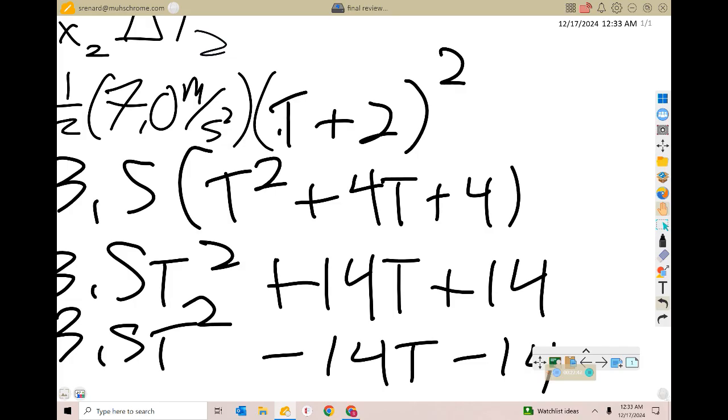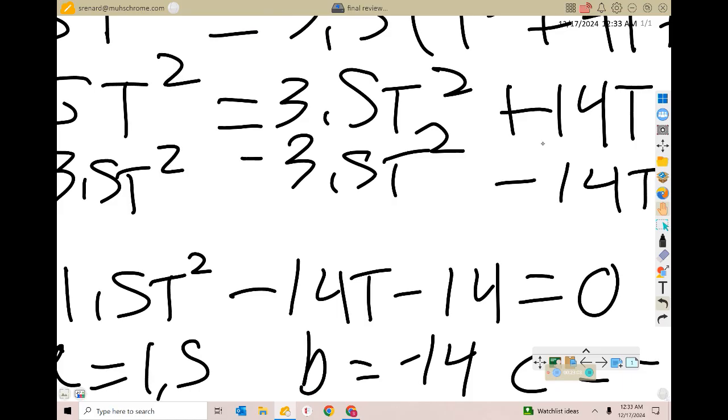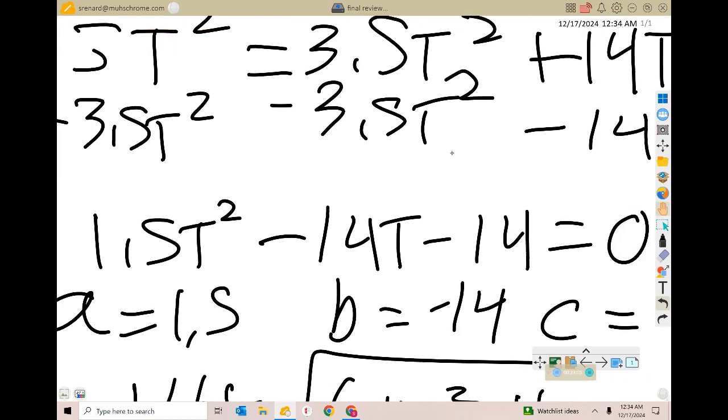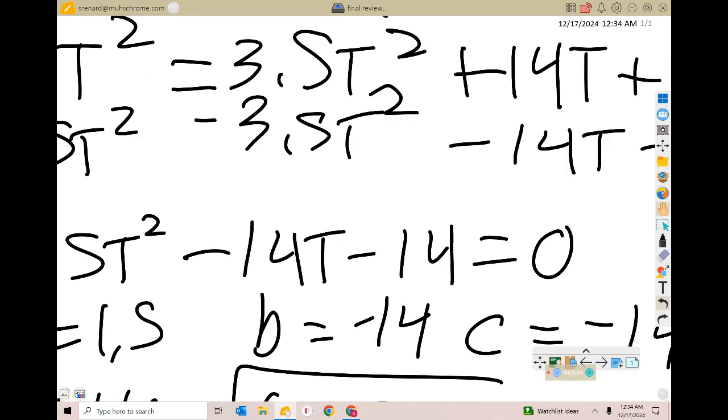Now, if you're one of those people who just naturally gets math, you know where this is heading. If not, let me break the bad news to you. This is a quadratic equation, so we're going to have to run this through the quadratic formula, okay? So we need to get everything together, and we get this equation. 1.5t squared, because we subtracted 3.5t squared from 5t squared, minus 14t minus 14 equals 0. So that gives us a equals 1.5, b equals negative 14, c equals negative 14.